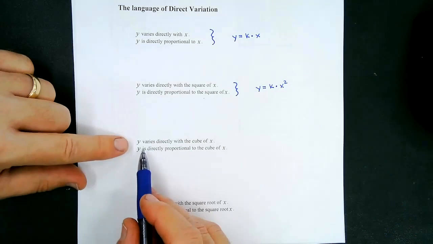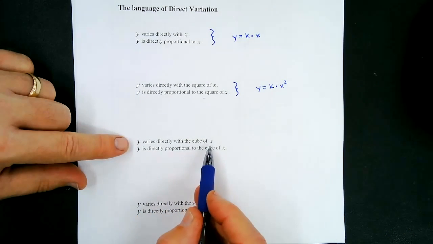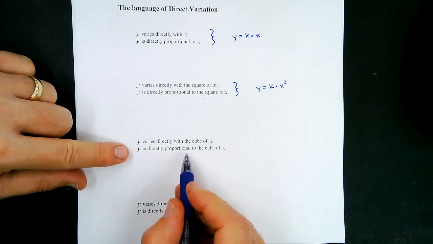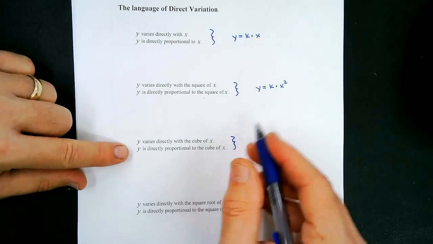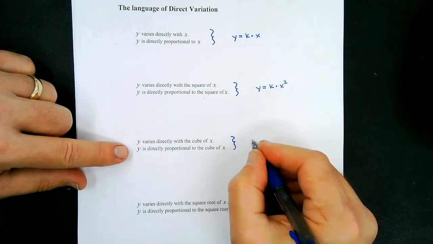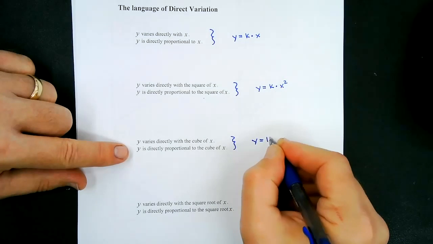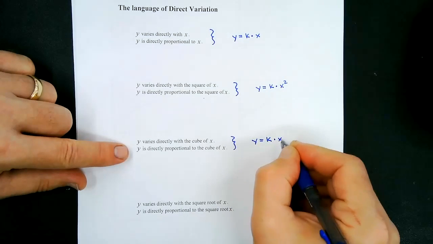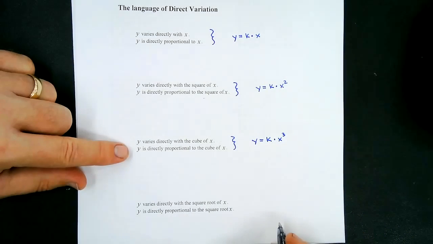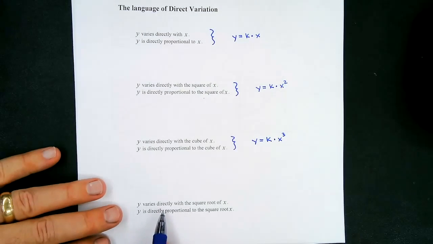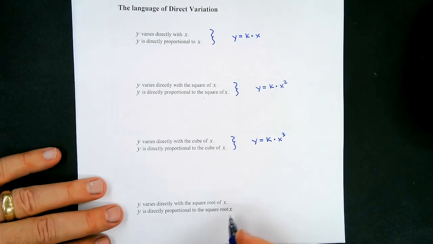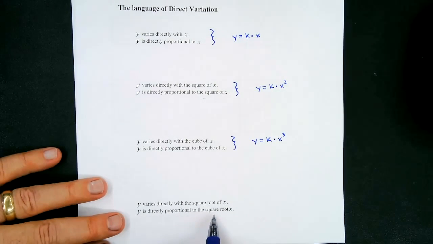All right, so this next one, y varies directly with the cube of x, or y is directly proportional to the cube of x. They're saying the same thing, and cubing is just a third power. So that's going to look like this: y is equal to some constant k times x cubed. All right. And then the last one I want to do is this one. Okay, y varies directly with the square root of x, or y is directly proportional to the square root of x. Those look the same, okay? Those are telling us the same thing.